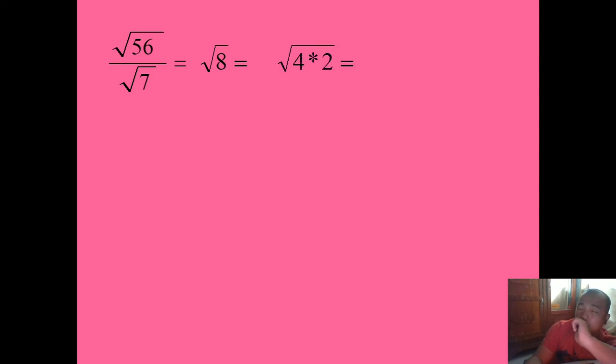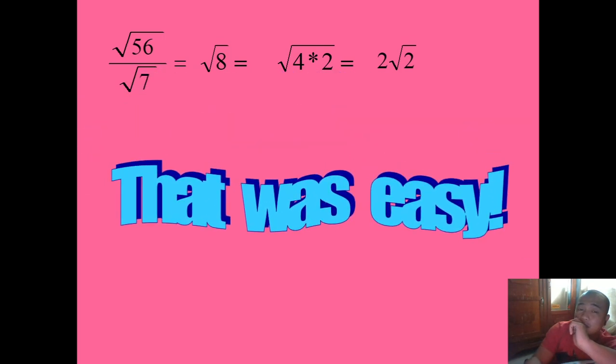And square root of 8 is square root of 4 times 2. But square root of 4 is 2, so 2 square root of 2 is the answer. So that was easy.